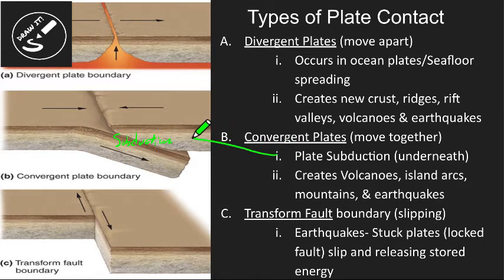So this is plate subduction right there. This can create volcanoes, island arcs, mountain ranges, and earthquakes. So we see a lot of this type of interaction on plates that are on the other end of this.